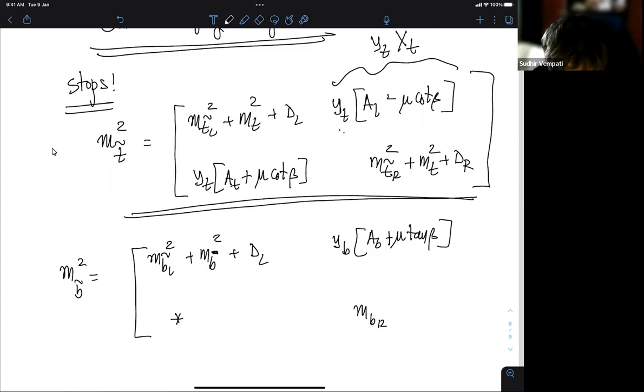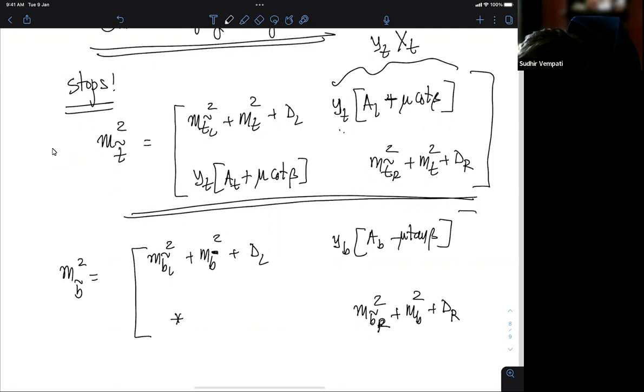Let me just check the signs. I think they are the same. It may be just A_T plus mu cot beta, if I remember correctly. This is a minus sign; I think what I wrote earlier is correct, but I'll check it in the next class. Then m_BR tilde square plus m_B square plus D_R, the term R.